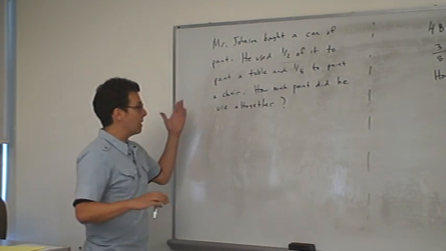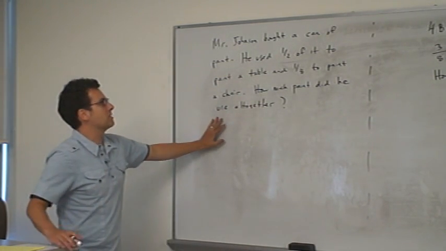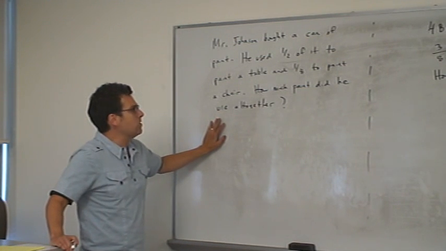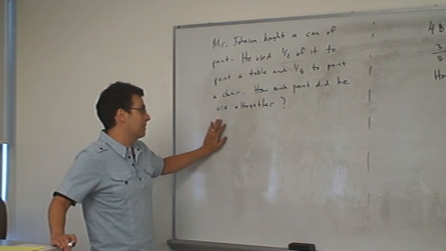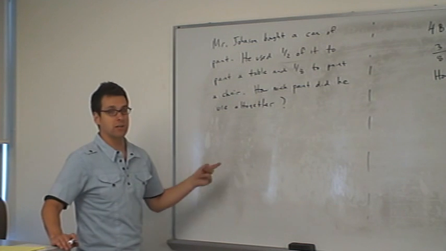So the first problem we're going to look at is as follows. Mr. Johnson bought a can of paint. He used half of it to paint a table and 1/8 of it to paint a chair. How much paint did he use altogether?